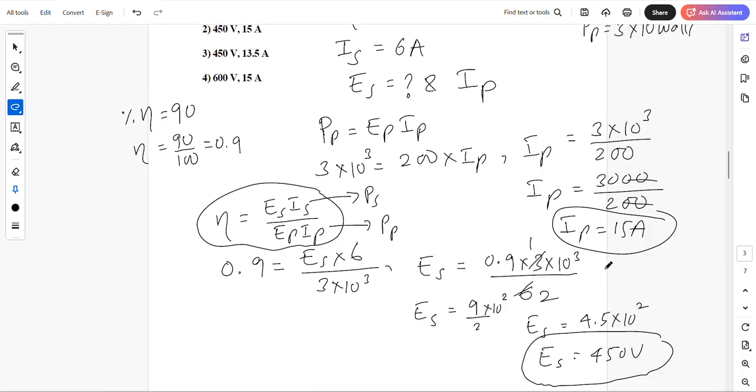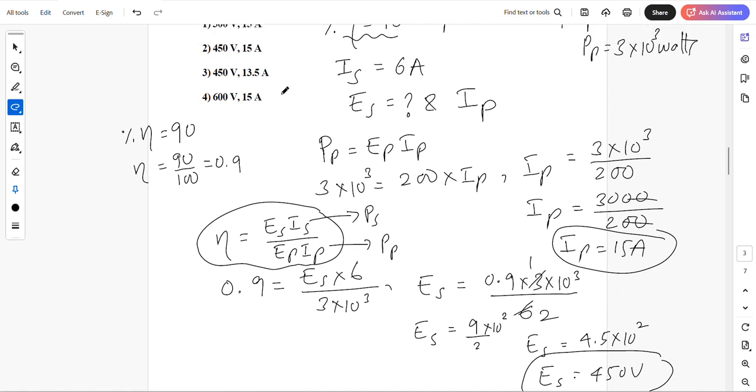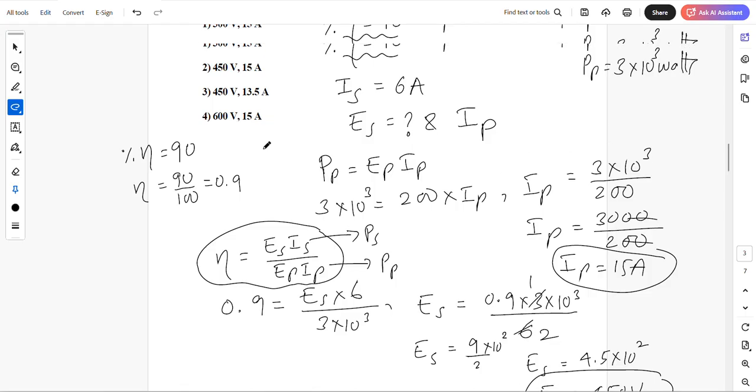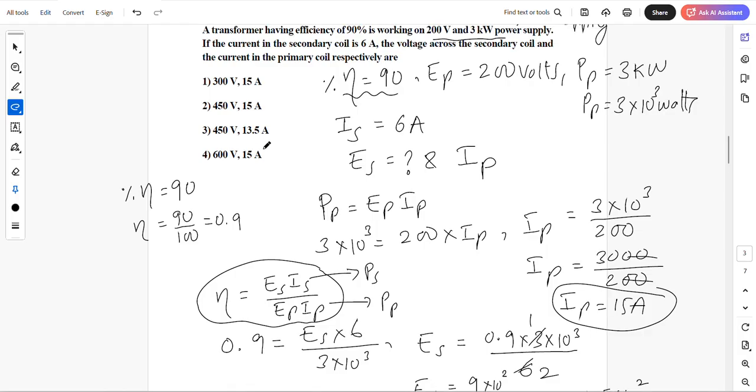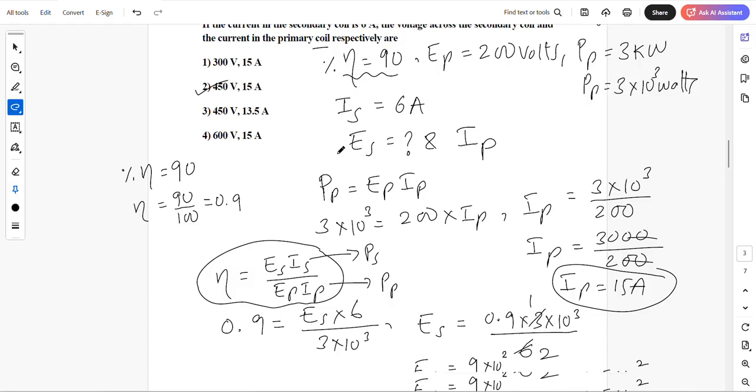ES equal to 450 volts. Where is 450 volts? 450 volts and 15 amperes. IP is what? Here what they are asking: the voltage across the secondary coil, how much we got? 450 volts, and 15 amperes in the primary. Current in the primary coil respectively is 450 volts, 15 amperes is the right answer.